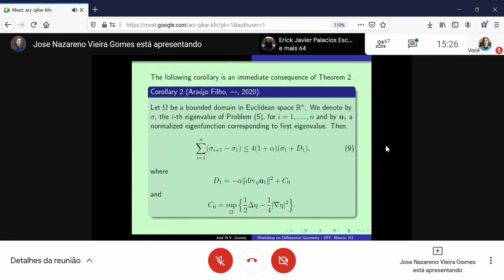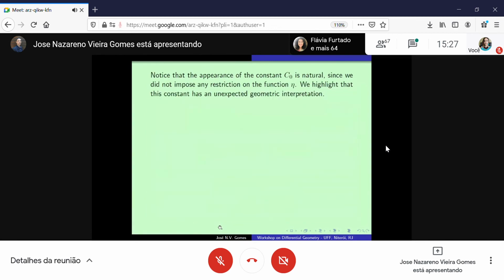Next corollary is an immediate consequence of theorem 2. Okay. Note that the constant C0 is natural since we did not impose any restriction on the function eta.